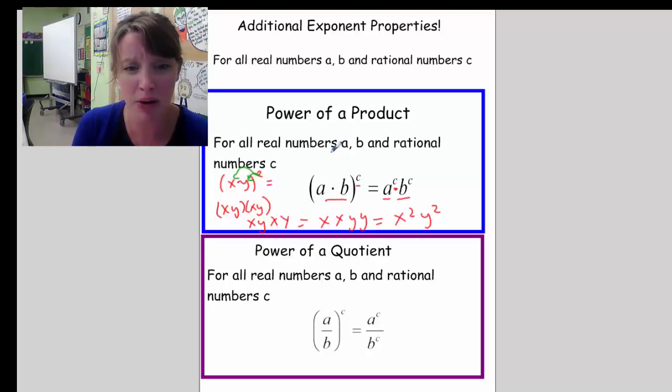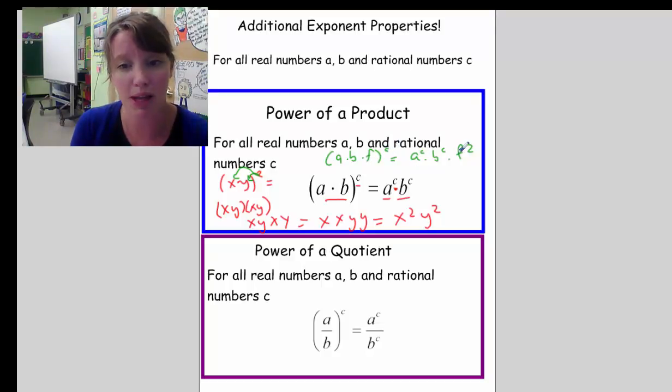It also doesn't matter if you had, let's say, three things that you're multiplying, A, B, and, I don't know, F. Raising it to the C power, it would just be A to the C power times B to the C power times F to the C power. This works for any amount of factors inside. Each of the factors gets raised to the power that you are interested in, and then you can just multiply them together. This works really well when you have expressions involving variables where you can't actually multiply the variables together, so you're going to have to simplify using the power of a product rule.